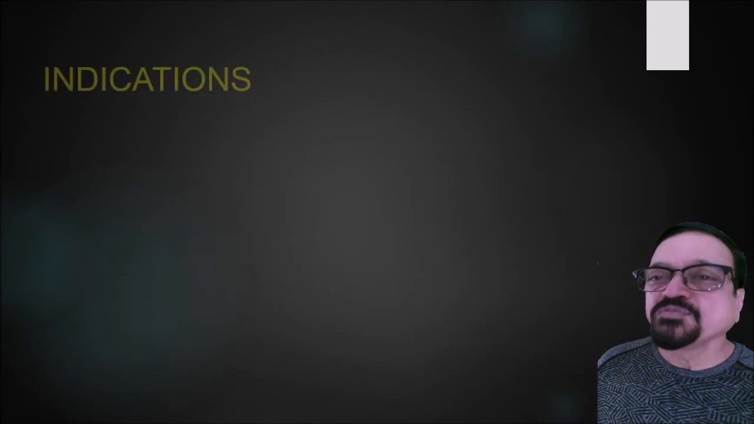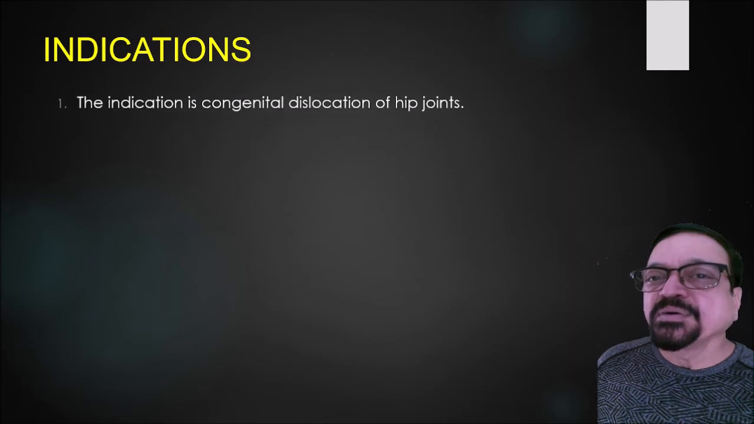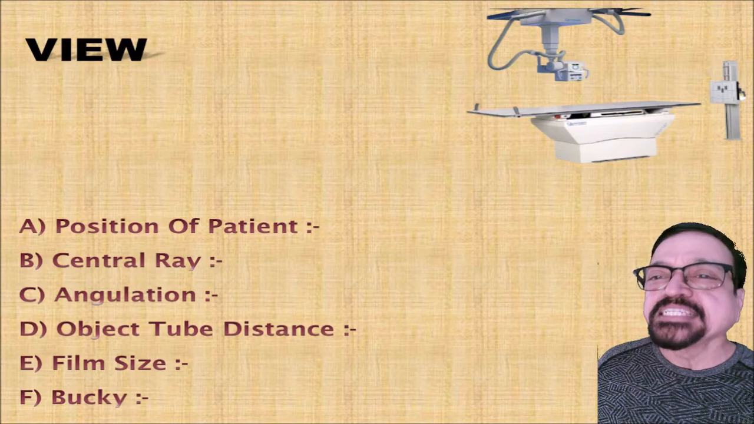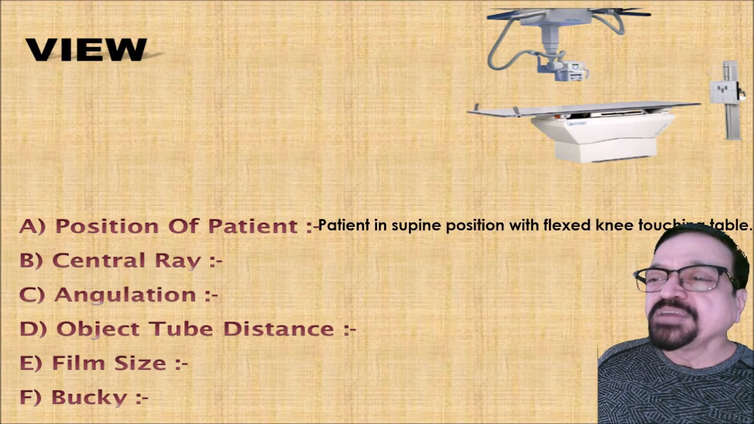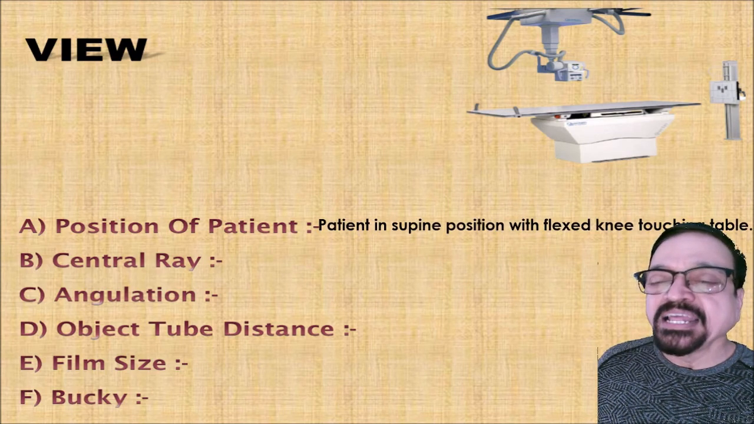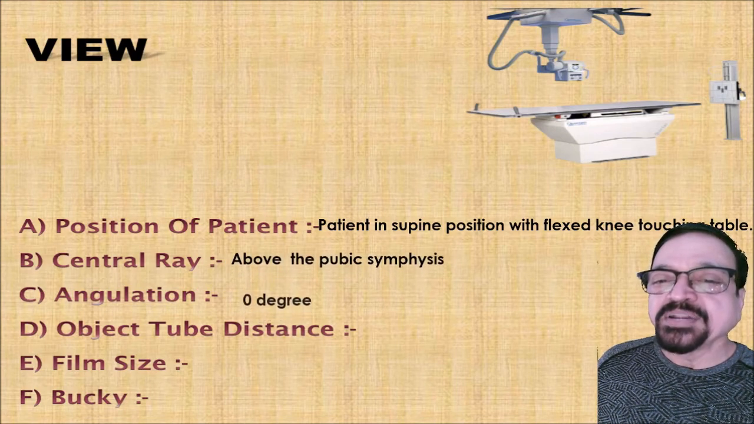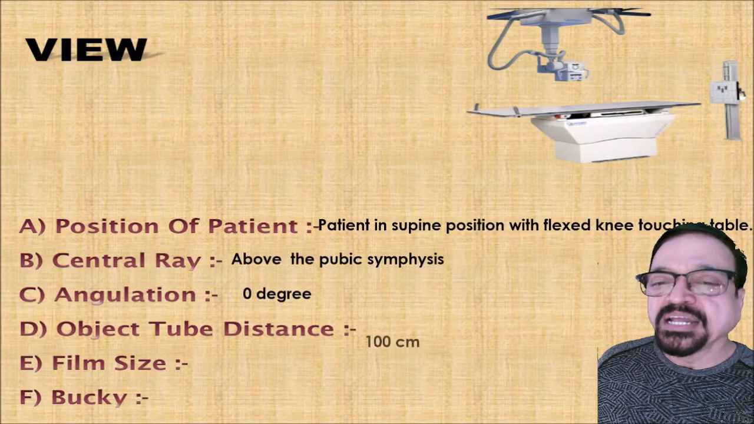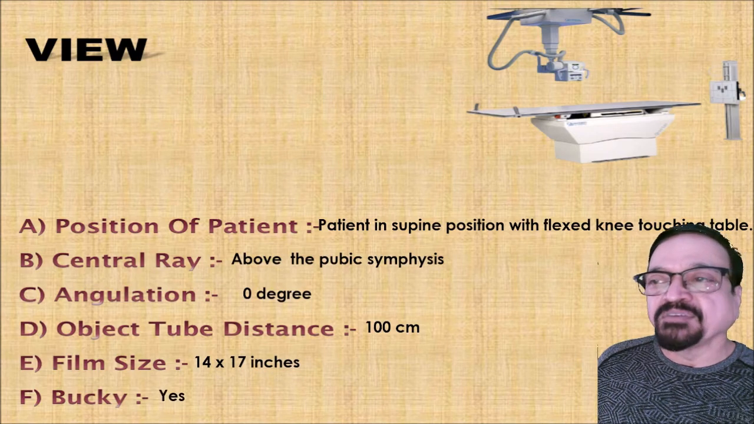Now coming to a frog leg position. The indication here is congenital dislocation of the hip joint. Otherwise these x-rays are not taken. Now how do you take it? It is just a little bit of modification. Patient is supine with flexed knees touching the table. Central ray is above the pubic symphysis. Then there is 0° angulation to the tube, 100 cm tube distance, 14/17 cassette size, and bucky is required.